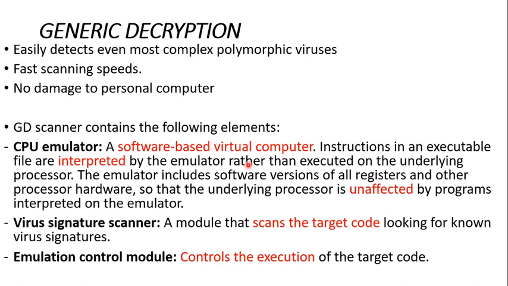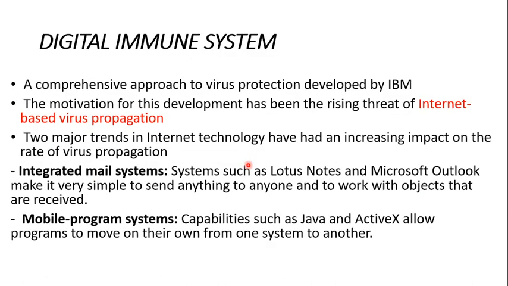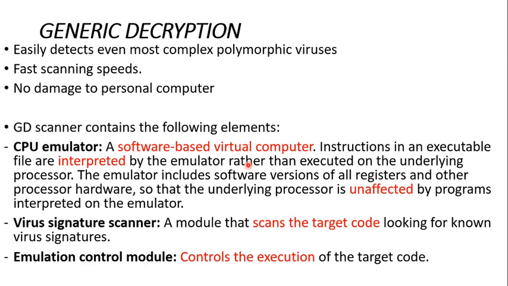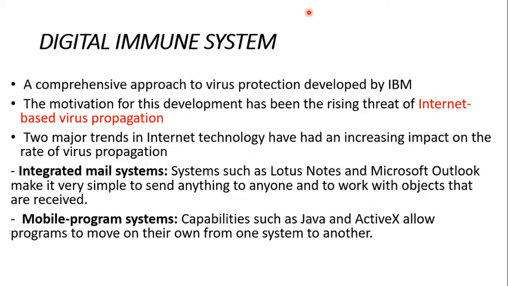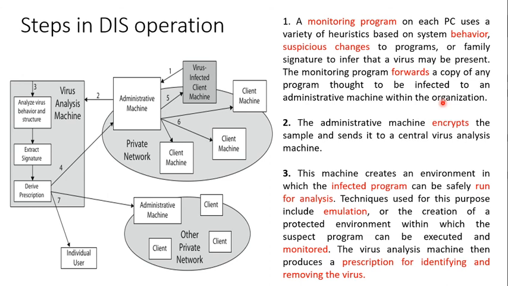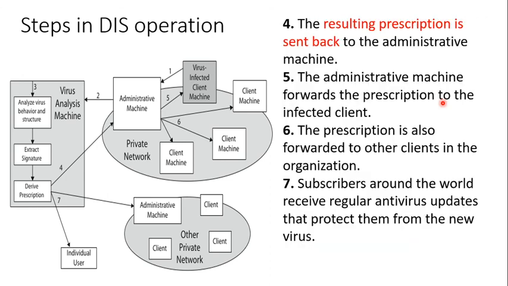This is generic decryption. In turn, it has three elements: the emulator, the signature scanner, and the emulator controller. Then the digital immune system. Remember, the GD scanner was used for polymorphic viruses, whereas the digital immune system was invented for internet-based computer virus propagation, and there are totally seven steps in the digital immune system.